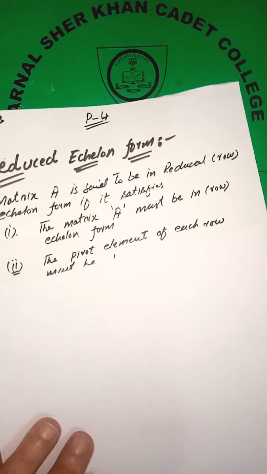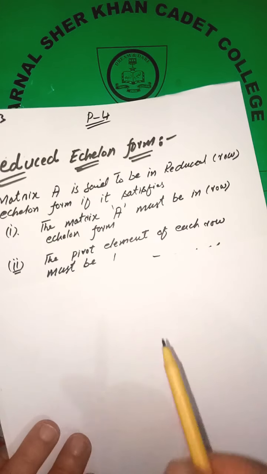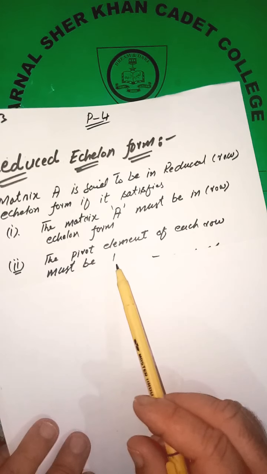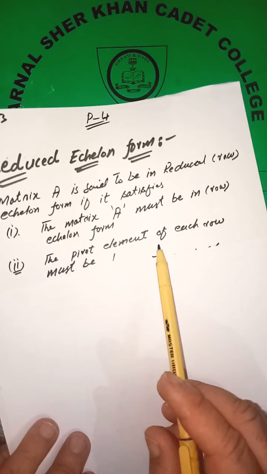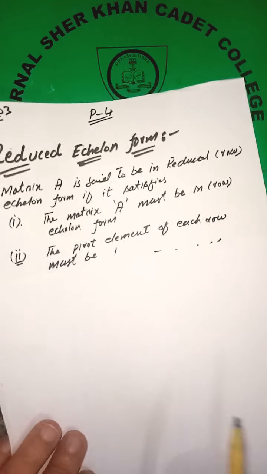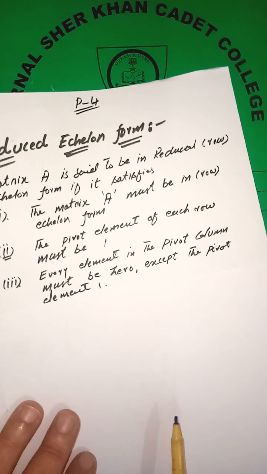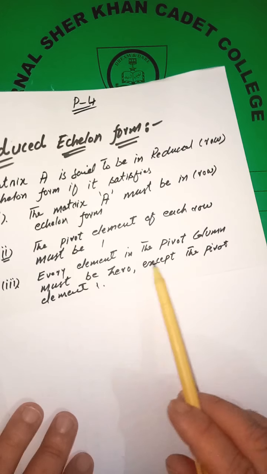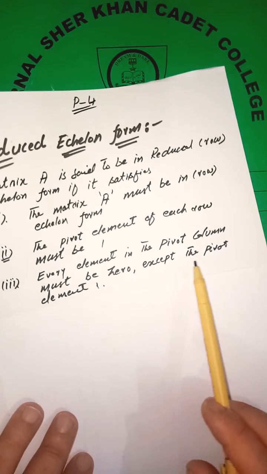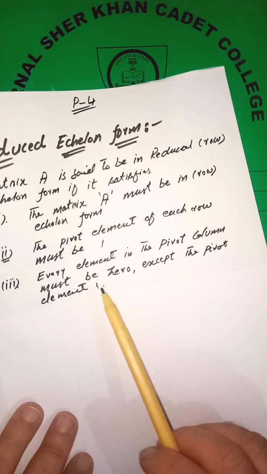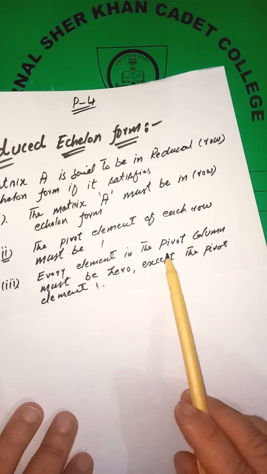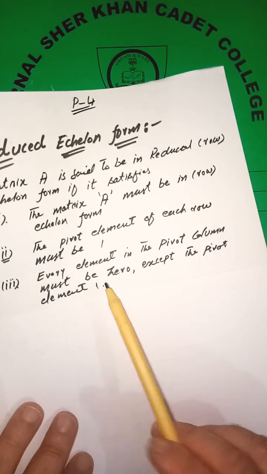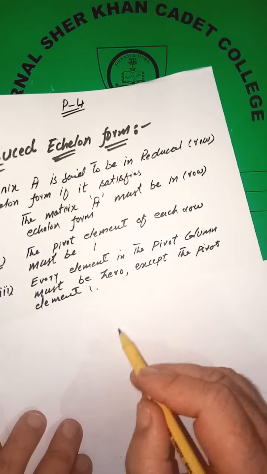The second one, the pivot element of each row must be 1. And number three, every element in the pivot column must be 0 except the pivot element 1. Let's look at an example where we apply these.